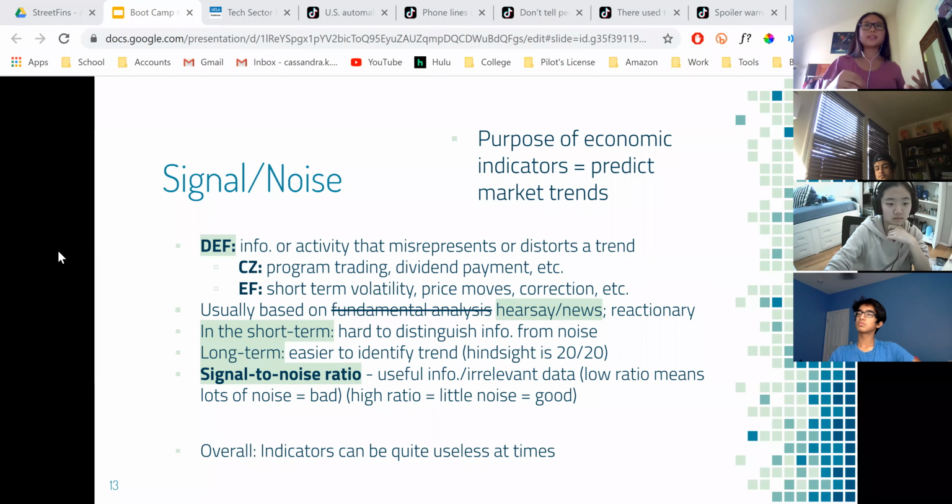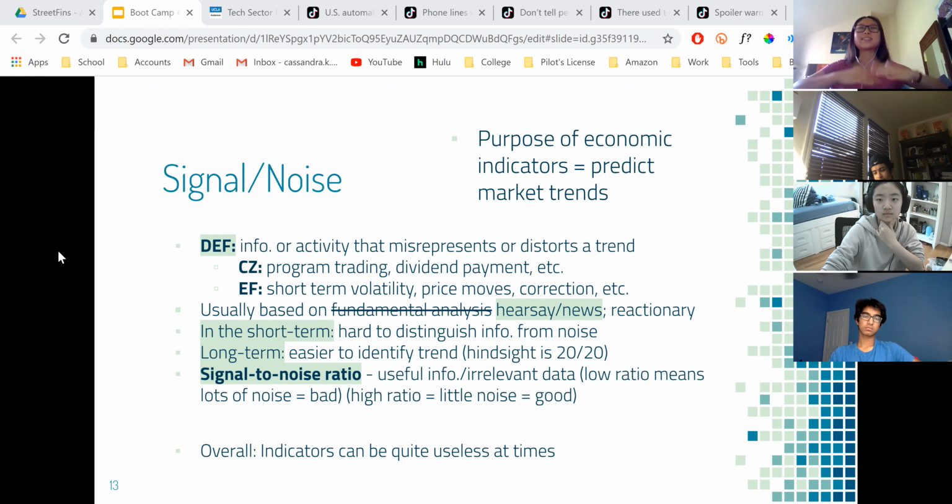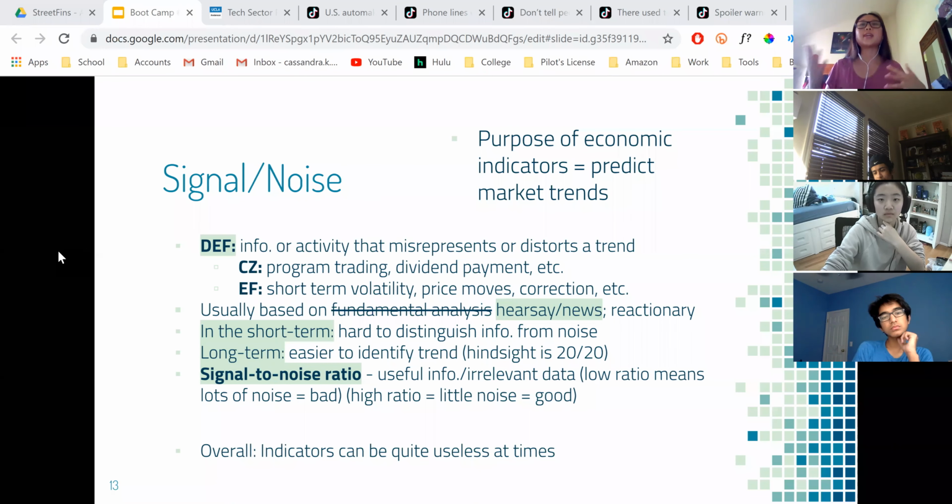The effect of noise is short-term volatility, right? Stocks fluctuate a lot, prices move, and there are corrections, which is when a stock corrects itself. Usually that means a stock that is overvalued. Overvalued means that everyone thinks the stock is worth this much, but in reality its intrinsic value is only this much. So the correction means it's decreasing, because it's overrated. A correction is around a 10% or more decrease, so it's pretty substantial.